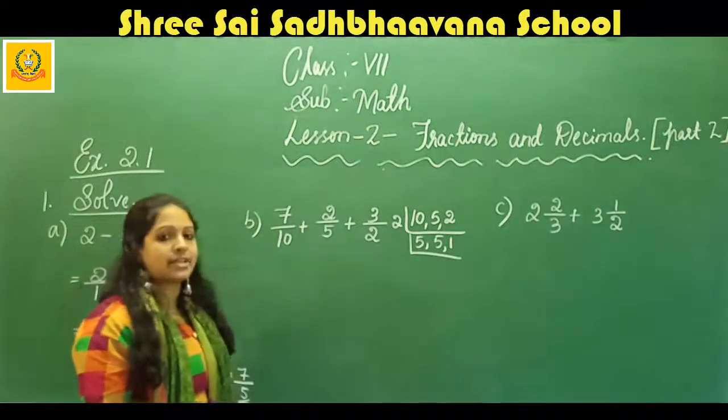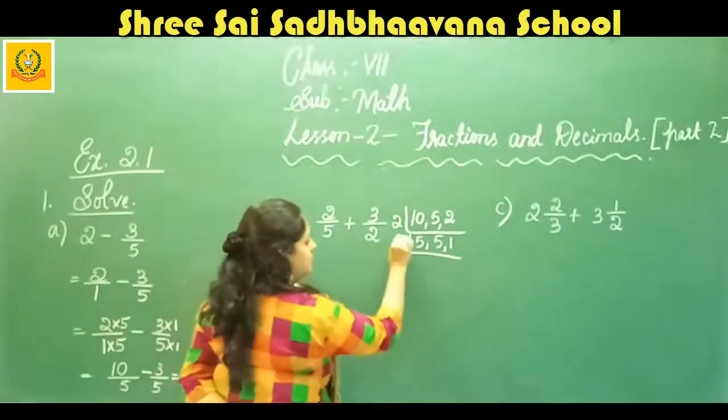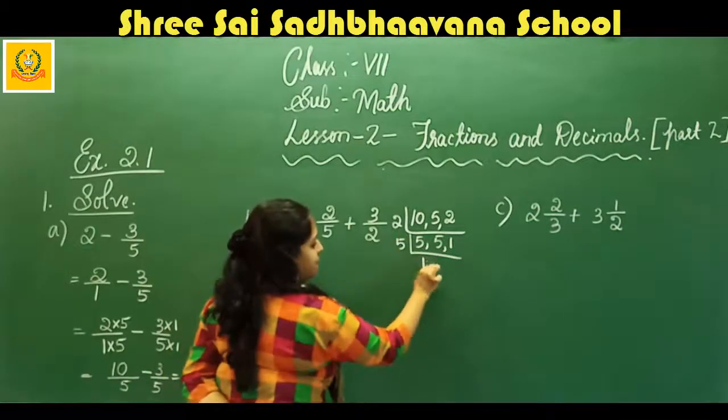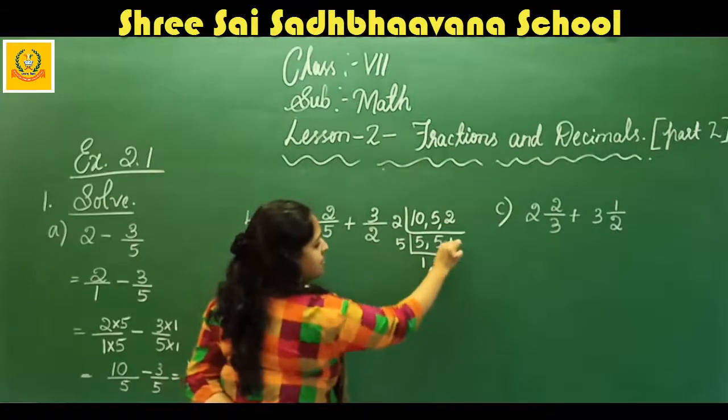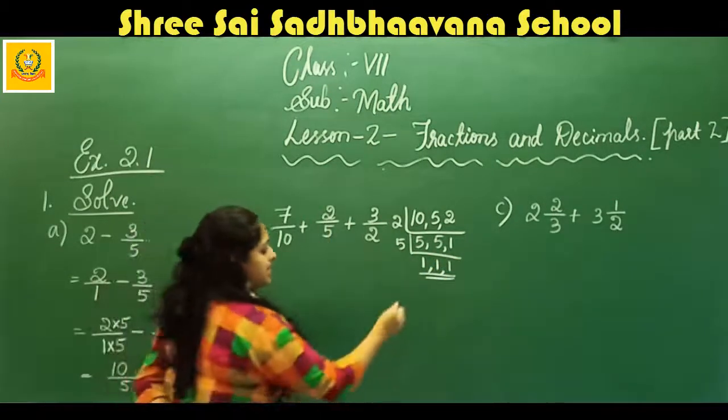Now which number I have to take to divide? I have to take 5. You can see 5 here. Okay, 5 ones are 5, 5 ones are 5 and 1 added. Finished. So let us see what the LCM is.